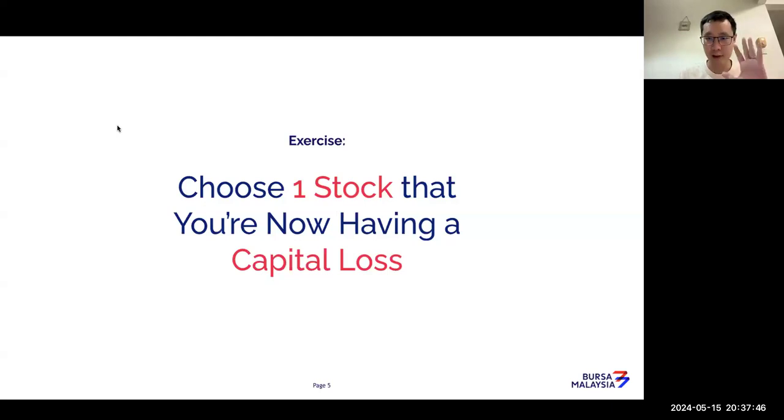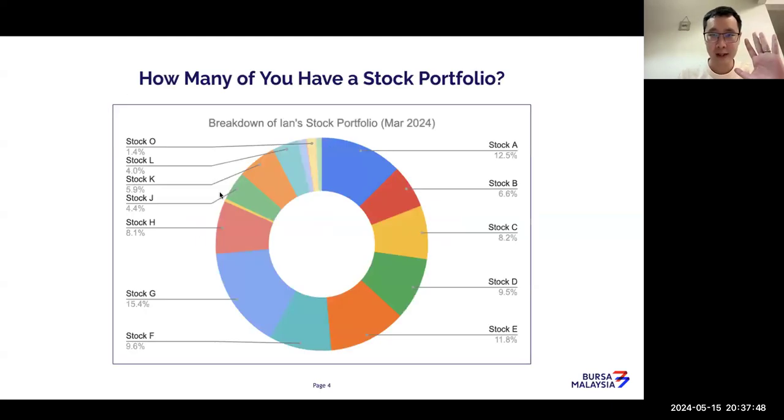Maybe you have 10 stocks. For example, here I have about 15 stocks. Maybe one of them I'm incurring a capital loss on. Choose that one. Choose the one you want to do the exercise on today. Just pick one stock and that's it.